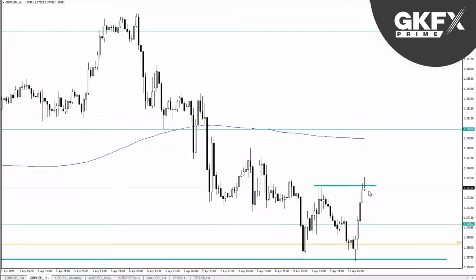So not completed either one. Only the longer time frame has only just started, and on the shorter time frame we've not completed it yet as of recording. But potentially some signs of strength at the end of what was a bit of a rough week for the pound.